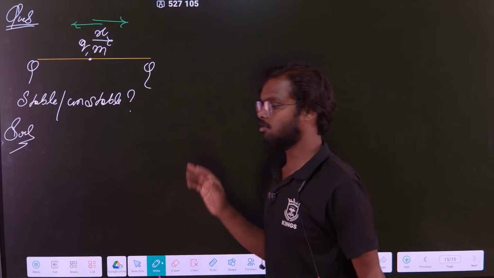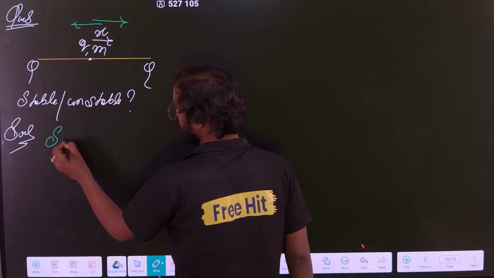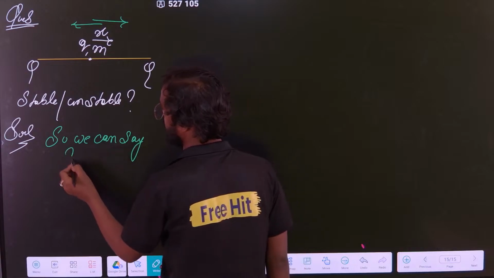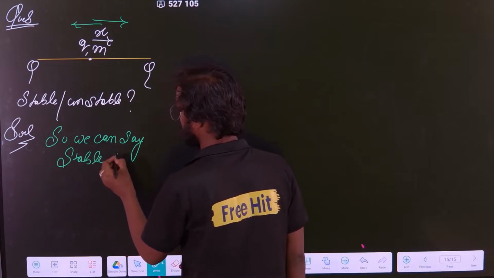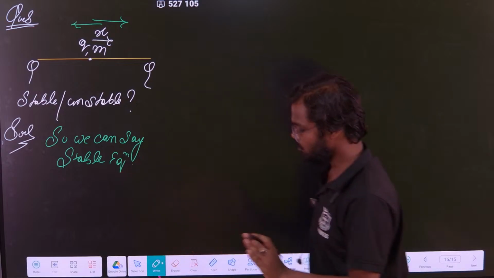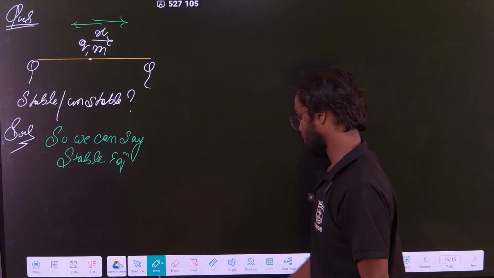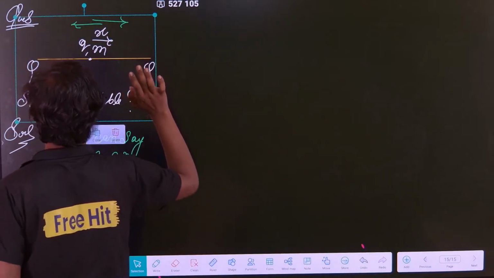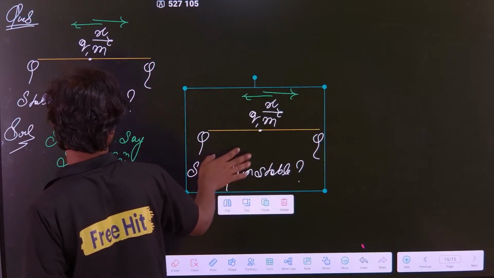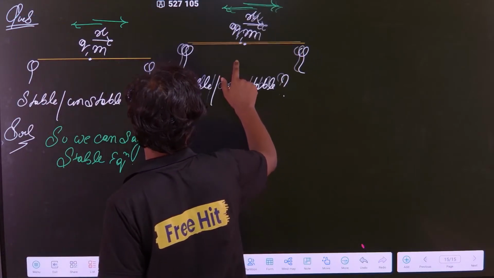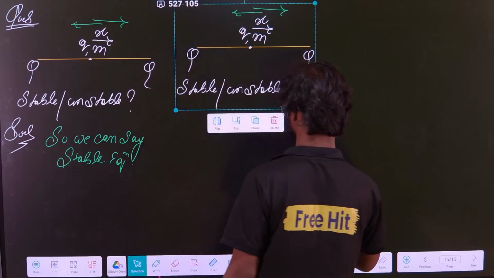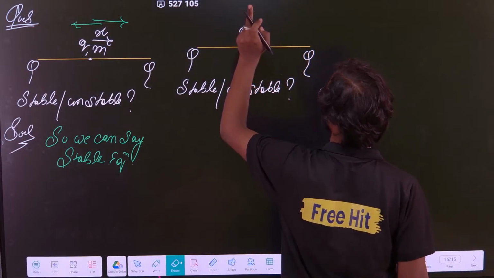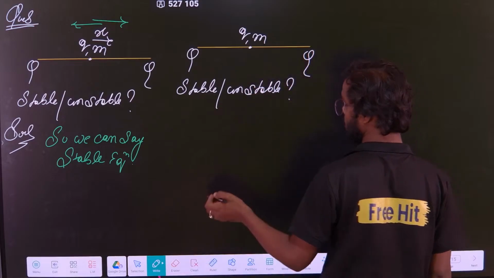Because force is inversely proportional to distance. So we can say it is a stable equilibrium, simple. Clear? It's not so tough, it's very easy. Just analyze, use your simple brain, your common sense. But sir, common sense is not so common. Answer is yes, common sense is not so common. That is true.